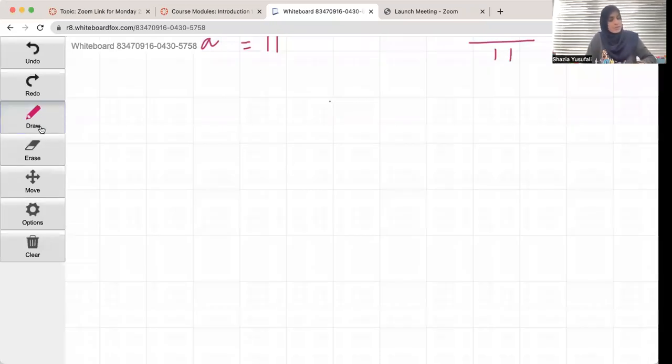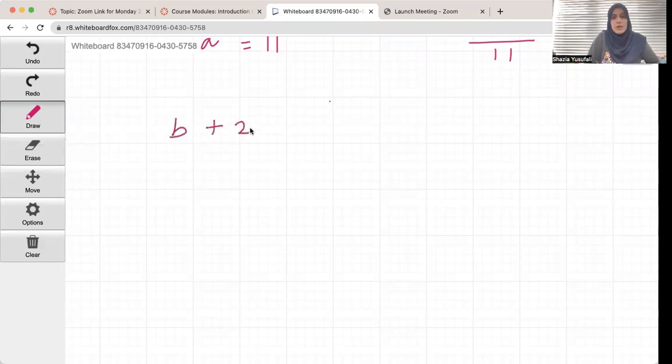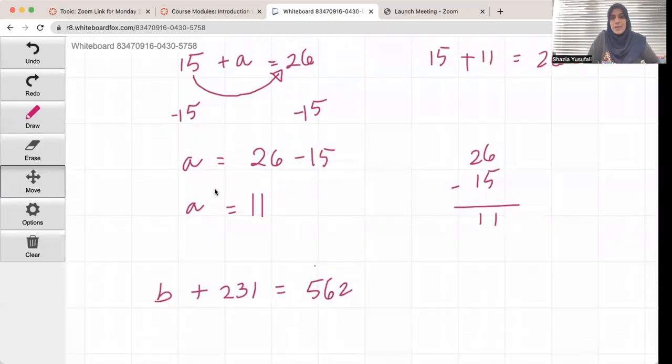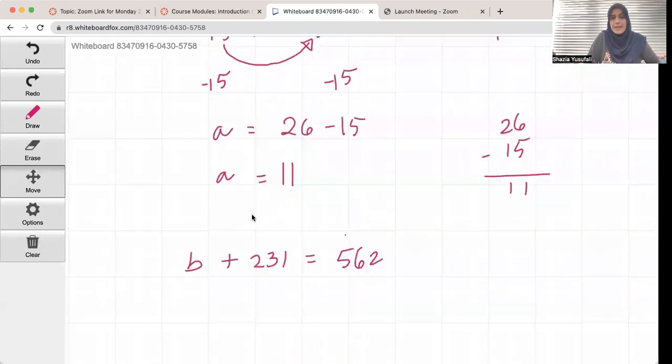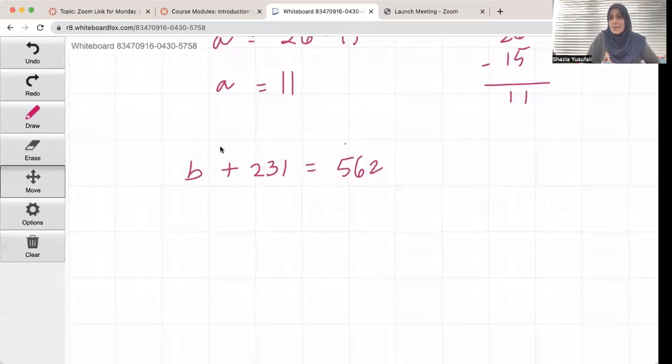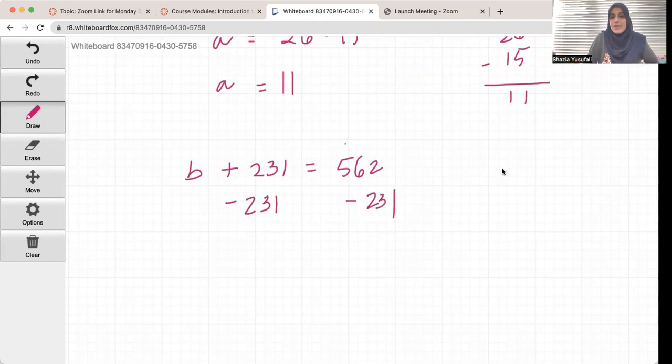If I were to say B, right, plus 231 equals 562, right? Here, if you see, the A was second, now the variable is right at the front, right? At the top. So again, what do we do? We cross the bridge, so subtract 231 here, subtract 231 here.